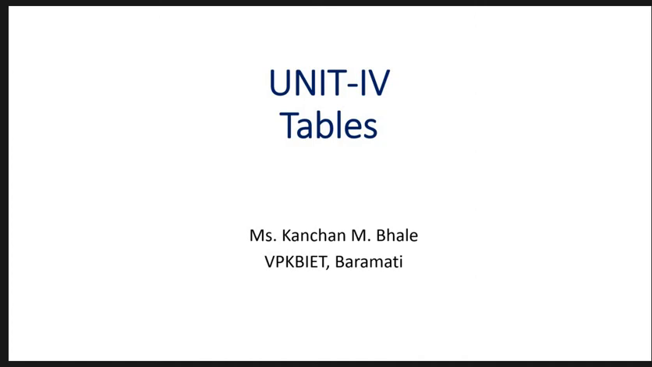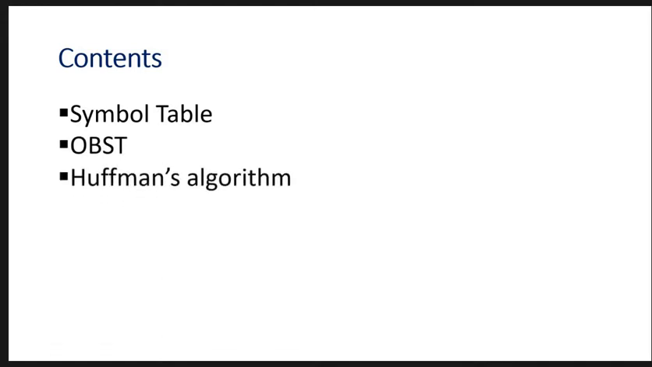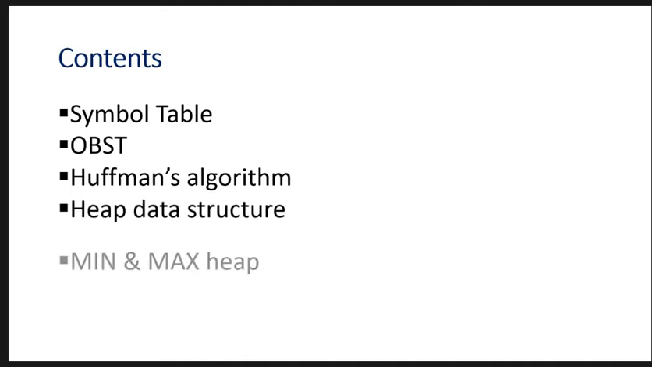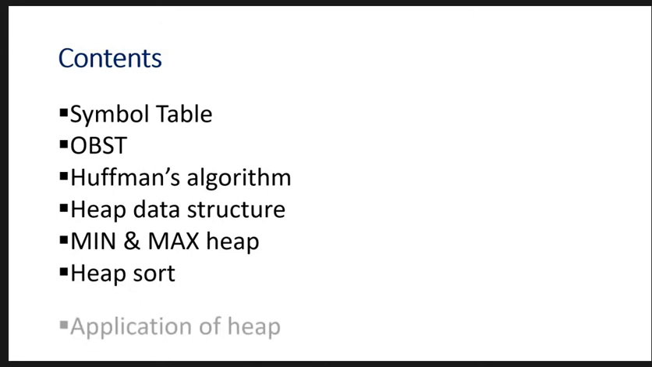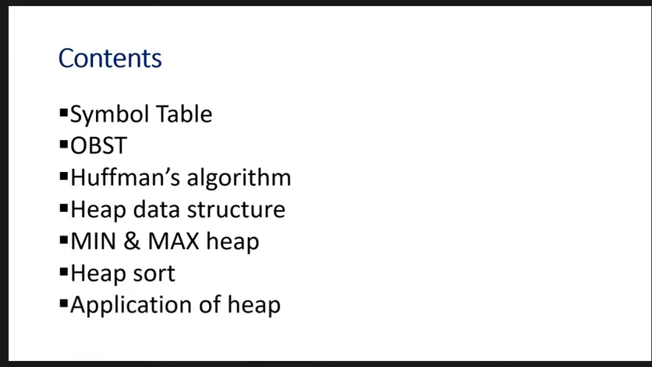Hello students, in this video I am going to explain Unit 4 Tables: OBST, Optimal Binary Search Tree. Let us see the contents of this unit. It contains symbol table, OBST, Huffman algorithm or Huffman coding, heap data structure, min heap, max heap, heap sort, application of heap and hashing.